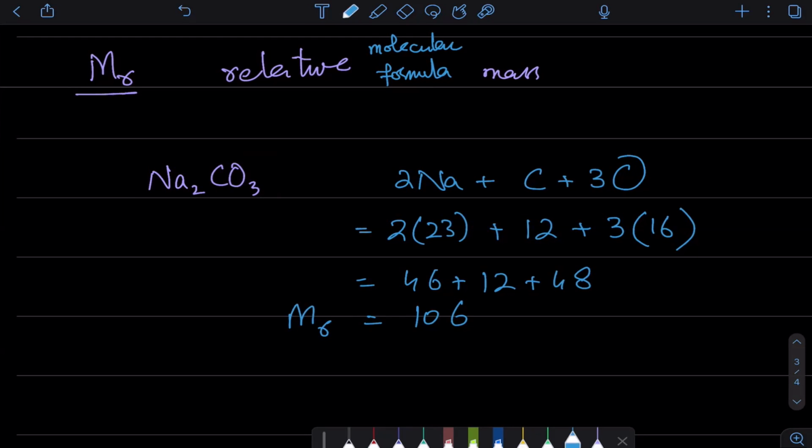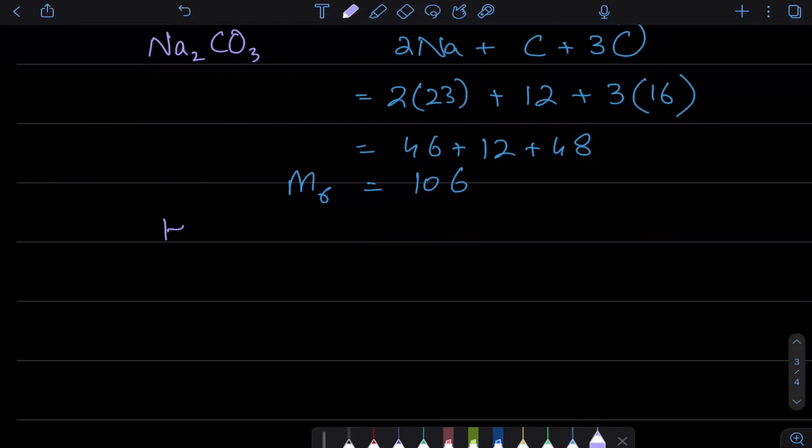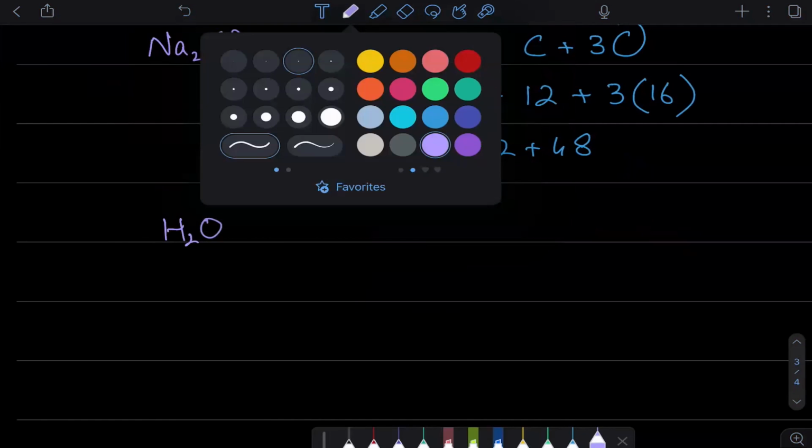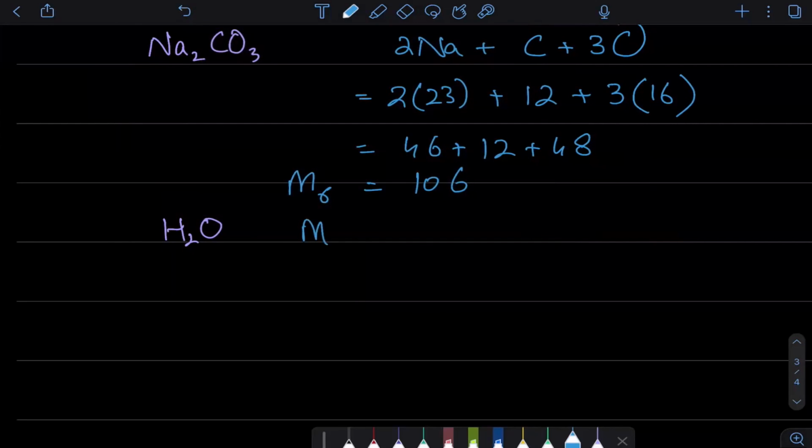But at the same time, let's say I have water, H2O, then this is a molecule. So I will call it relative molecular mass. Same method, I'll make a list of atoms present and plug in their numbers. So 2 times 1 plus 16 for oxygen, that's 18.